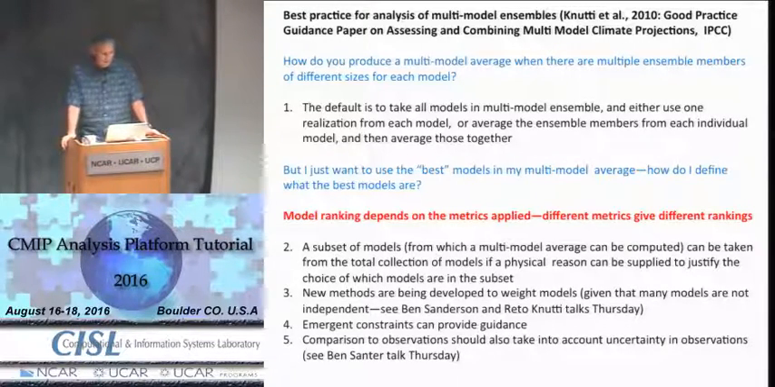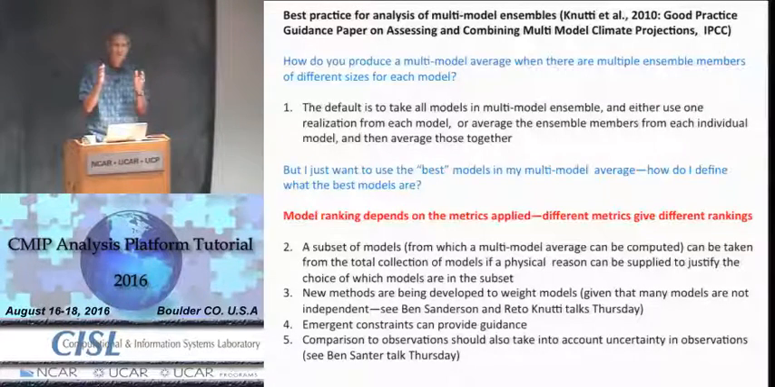So the first question that people ask is, how do you produce a multimodel average when there are multiple ensemble members of different sizes for each model? So model A may have 10 members, model B may have 5 members, model C has 3 members. How do you deal with this?